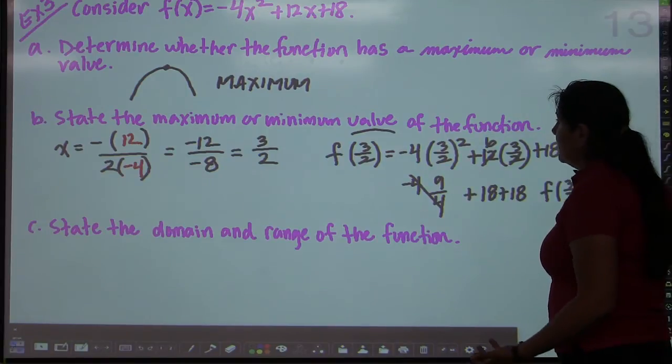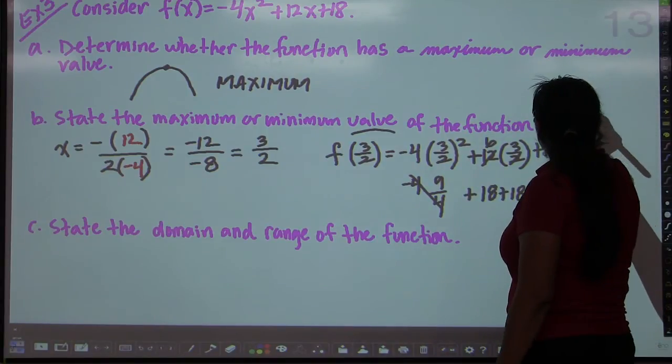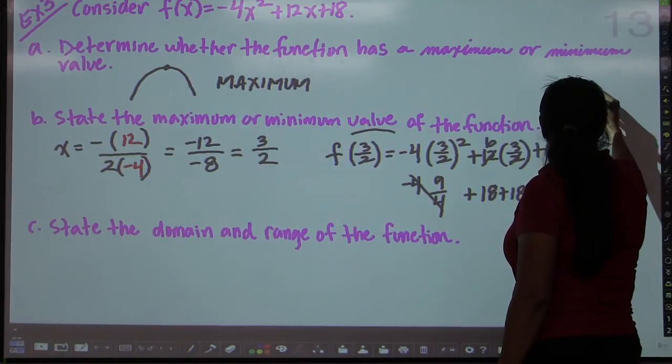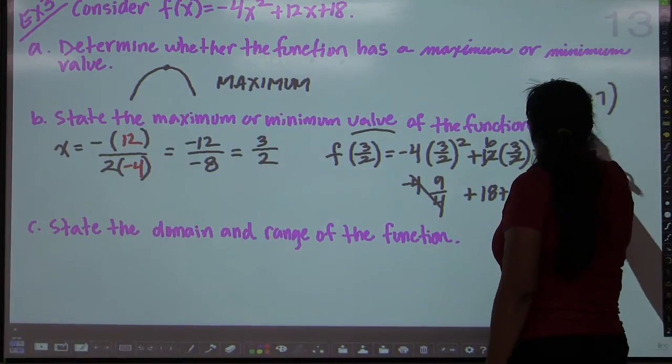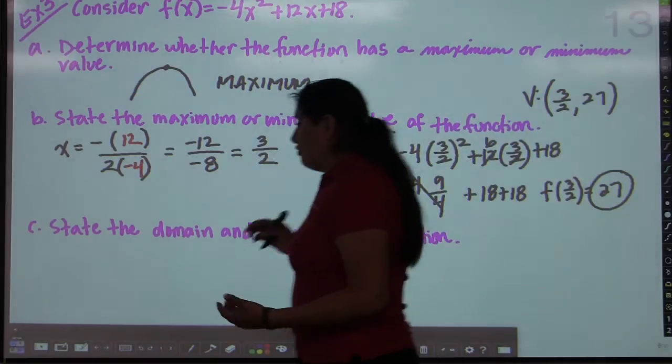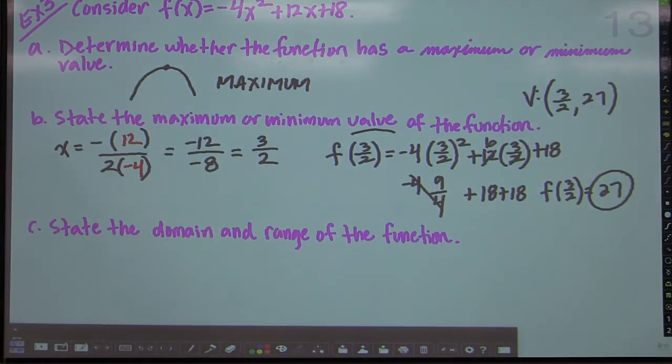The vertex is actually 3 halves, comma, 27. That would be the actual vertex. And the vertex happens when x is 3 over 2, or 1.5. But the actual value of the function is 27.